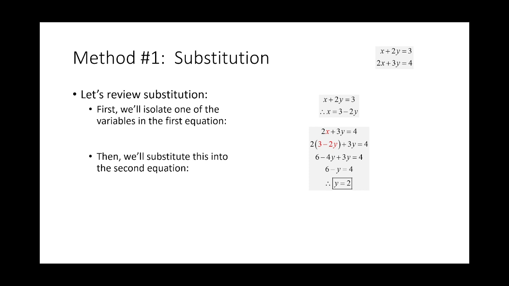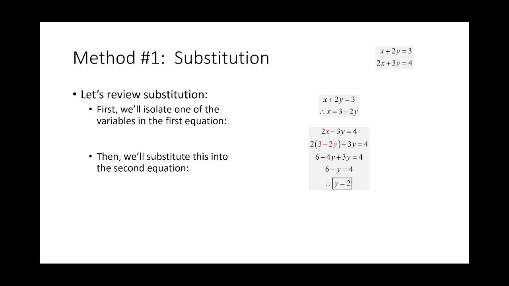So how do I get that? Well, what do I do here on this second line? 2 times a pile of junk, multiply 2 times each term. So 2 times 3 is 6. 2 times negative 2y is negative 4y. And so I've got 6 minus 4y plus 3y equals 4. Combine the like terms. Negative 4y plus 3y is negative y. 6 minus y equals 4, which means y equals 2.